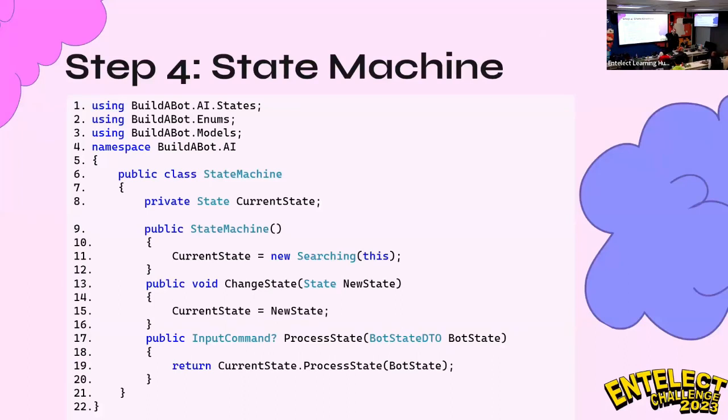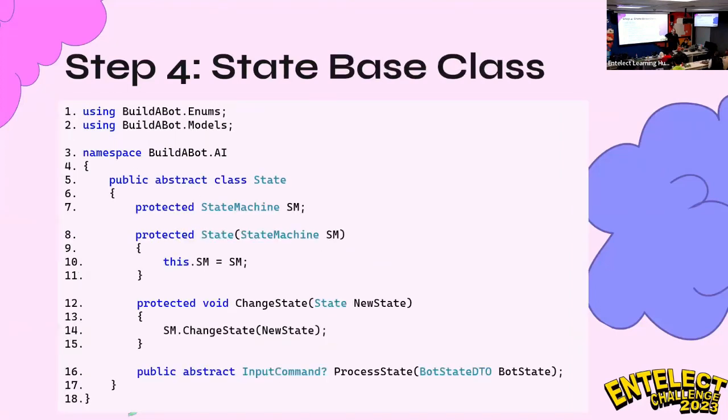Then we have an abstract class for our states. All our individual states will inherit from this. We are using C#, so we are using object-oriented programming. I'm sure that is a controversial opinion, but it's what we have. So it also has a reference to the state machine. This is just so that it can call that change state method on the state machine. And it also has an abstract function for process state. So the responsibility is on each individual state to implement that.